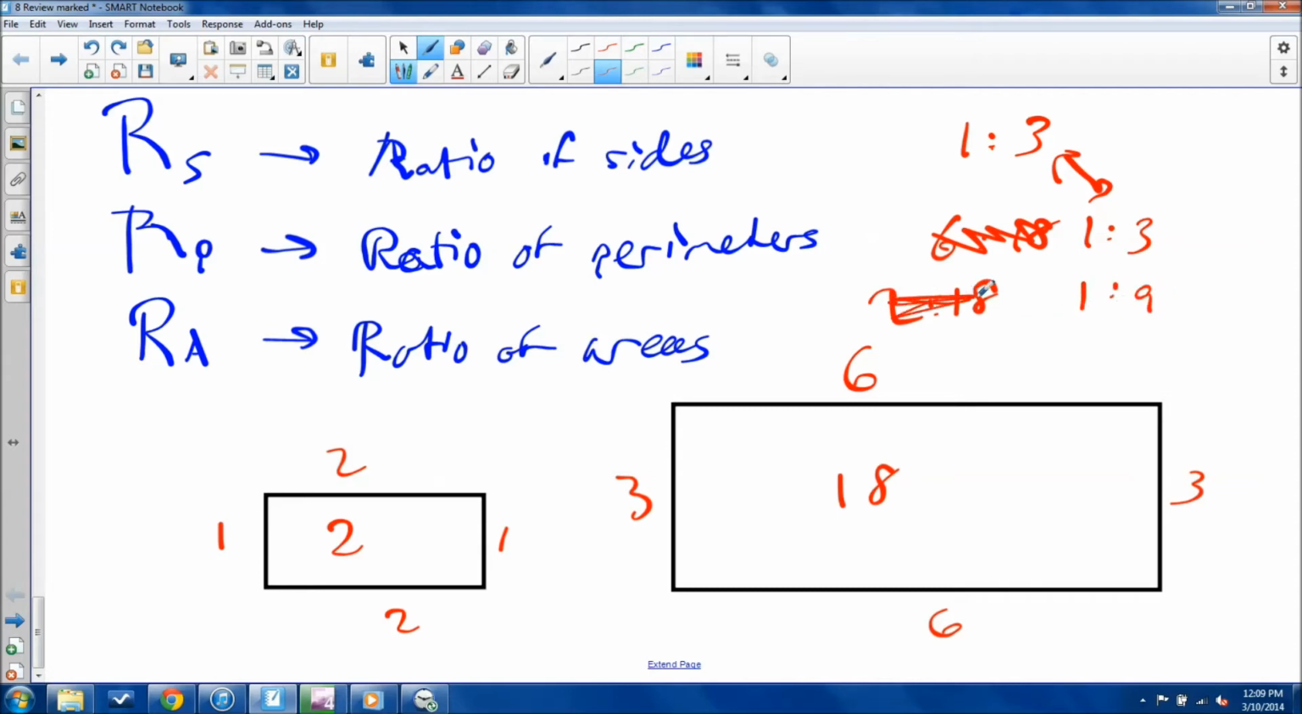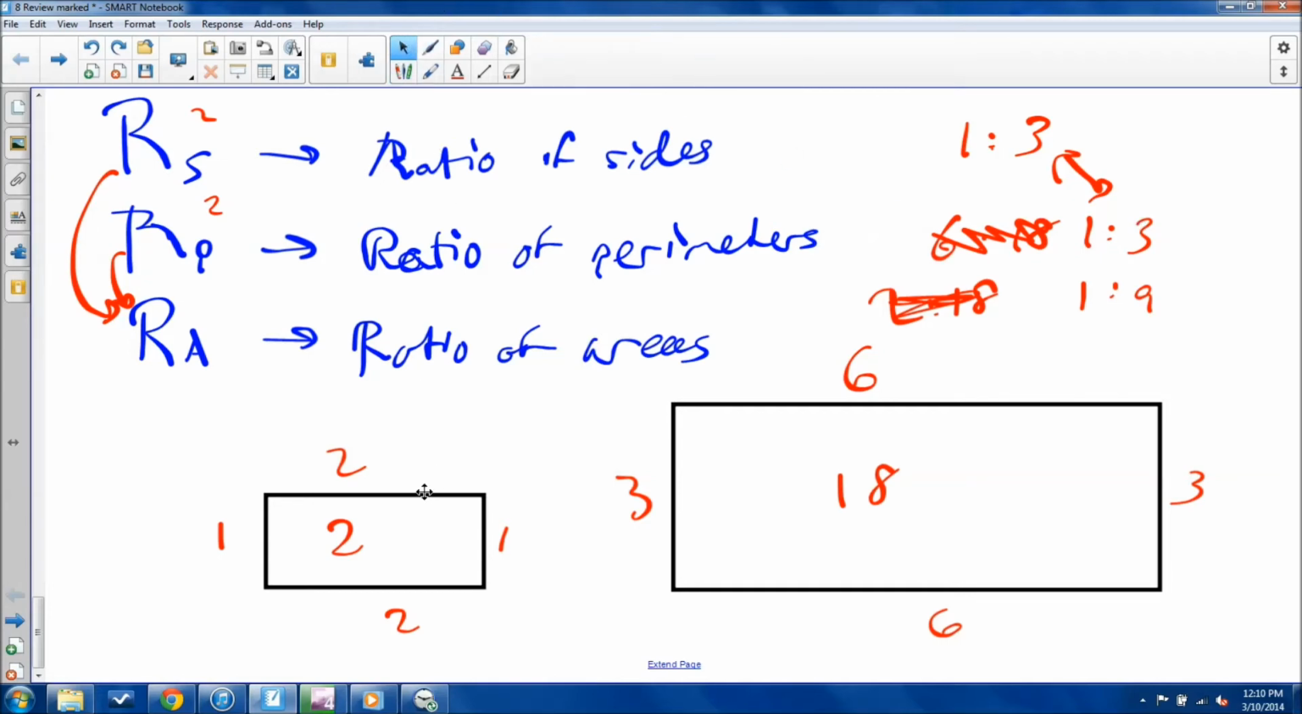Okay? So ratio of area, what you do is you take the ratio of sides and you square it. You'll get the ratio of area. Take the ratio of perimeter, you square it, you get the ratio of area, because they're both the same thing. 1 squared is 1, 3 squared is 9. So if you want to go from ratio of perimeter to ratio of area, that's what's going to happen.